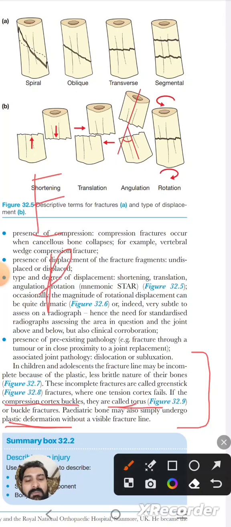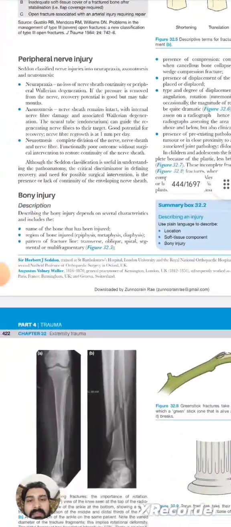And when the applied force is greater than that causing a torus fracture, there will be a greenstick fracture. These are incomplete fractures where the tension cortex fails. And when the applied force is even greater than that, there will be a complete fracture. So what is the sequence? First elastic deformation, then plastic deformation, then torus fracture, then greenstick fracture, then complete fracture, with increasing amount of force applied to the bone.